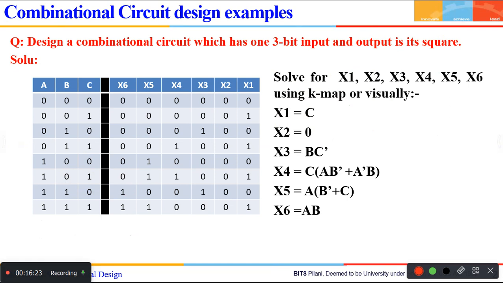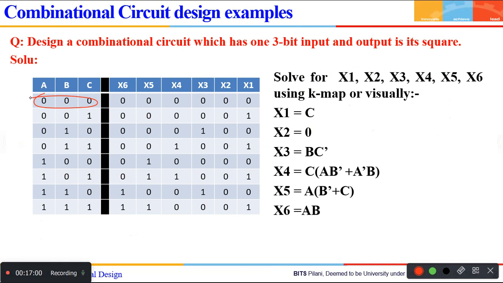You have to design a combinational circuit. What is a combinational circuit? It's just made of elements like AND gates, OR gates, or something like that. And what it should do: the input is going to be a 3-bit input, and the output is going to be the square of that. Of course, when you square a 3-bit number, the number of bits may grow, right? So your output will have that many bits.